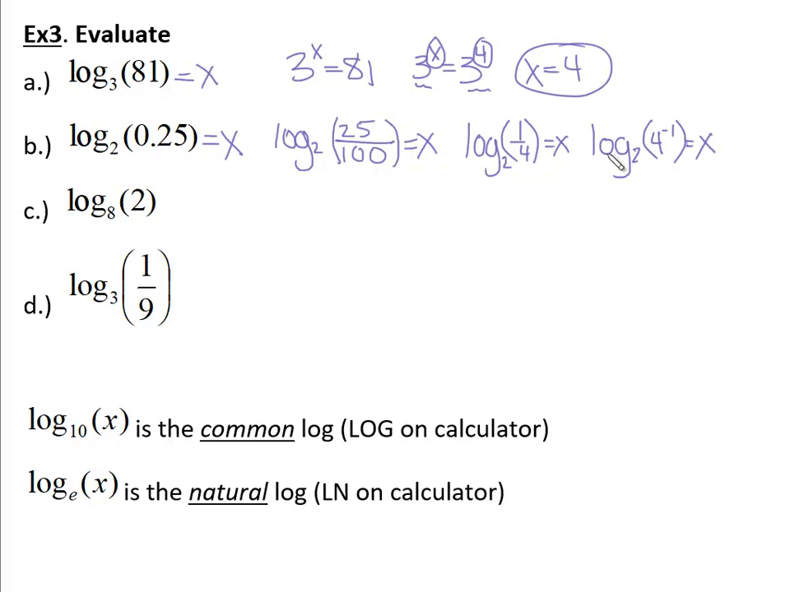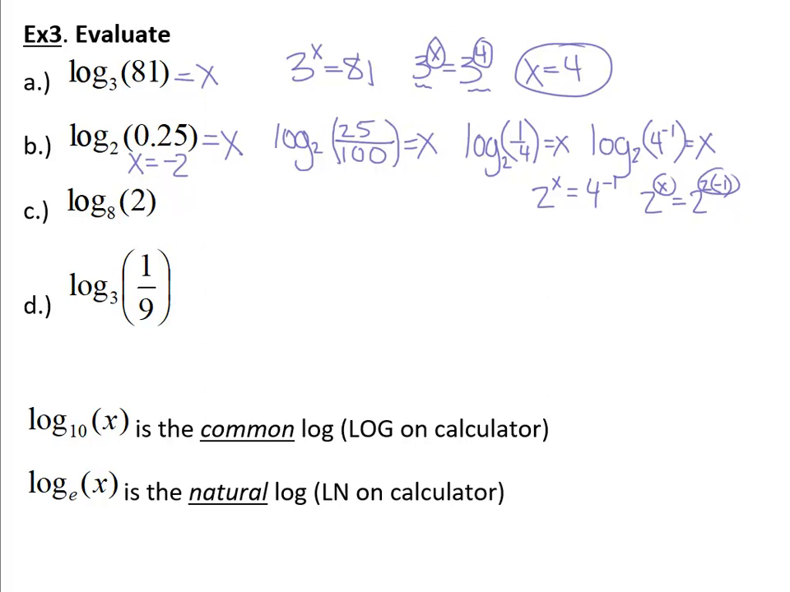And really at any point from here or here, we could go to that exponential form. So let's do that. 2 to the x power equals 4 to the negative 1st. Well, I can rewrite these as powers of the same base. 4 can be rewritten as 2 squared. And anytime I rewrite something as a power of the same base, I need to multiply it by any existing exponent. So 2 times negative 1 is negative 2. And now that my bases match, I know that x equals negative 2.